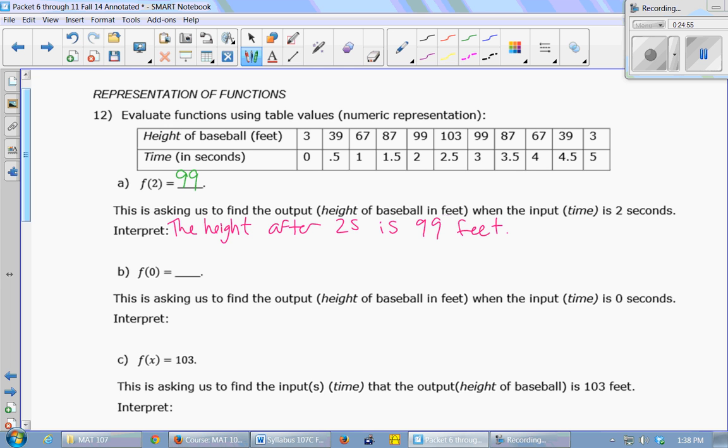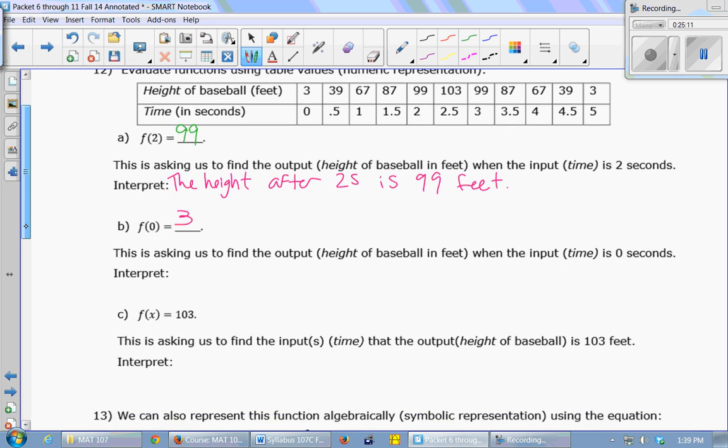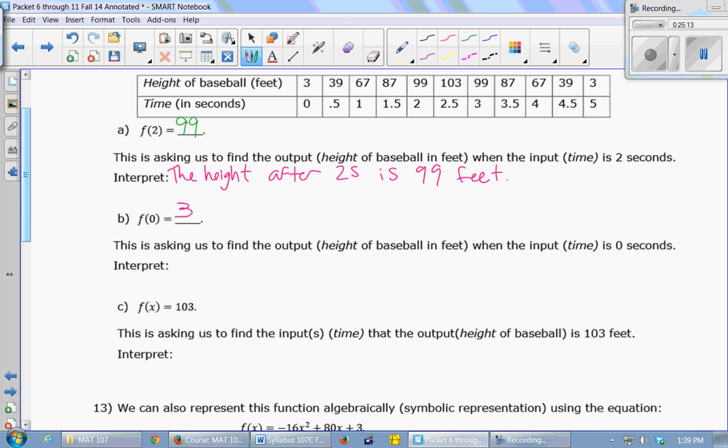Okay, how about f of 0? What does f of 0 equal? 3. So this just says, tell me what the y is when x is 0. That's all f of 0 means. And this is asking us to find the output when the time is 0 seconds. So when I interpret this, this says at 0 seconds, the height of the ball is 3 feet.